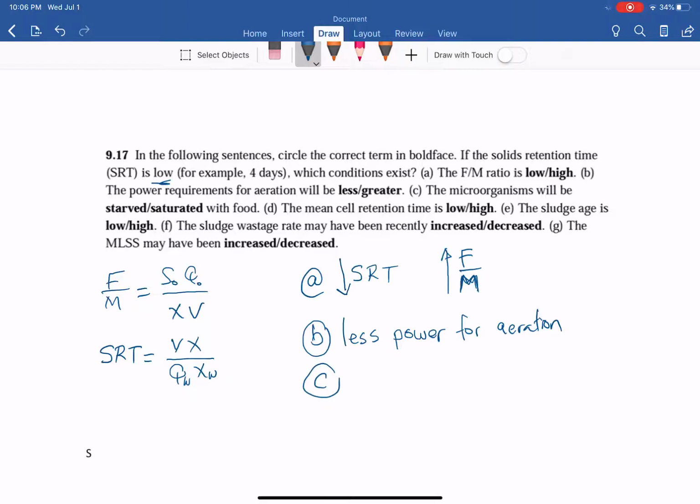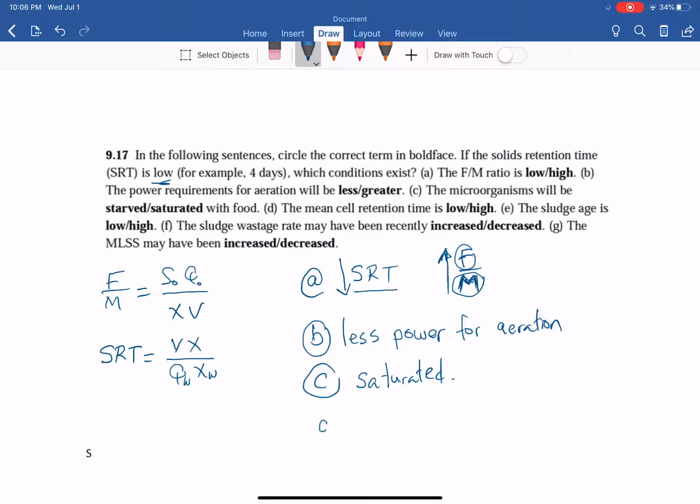Let's look for C. The microorganisms will be starved or saturated. Well, let's look at this. Lower SRT. Now, if you have lower SRT, you will have higher F over M. If you have higher food and less M, what do you mean starvation? They are having fun. They will be saturated. So C is not starvation, it's saturated, because there is more food than microorganisms. So saturated. The microorganisms are having fun at lower SRT.